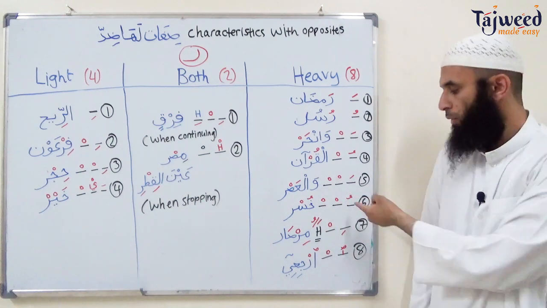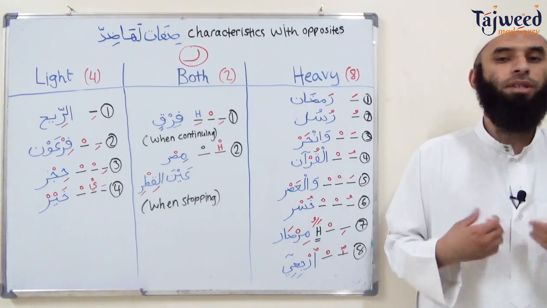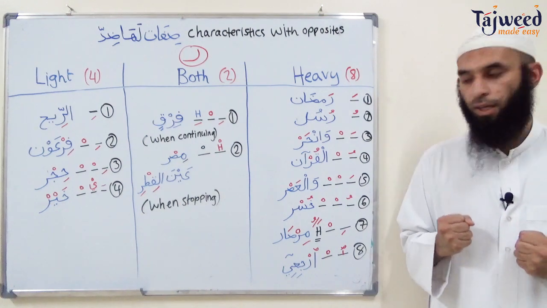Situation number 6. When ra has a sukun, we look at the previous letter. If it has a sukun, we look at the previous letter to that. If it has a dhamma, then we pronounce the ra in a heavy manner. So, khusr, we pronounce ra in a heavy manner.